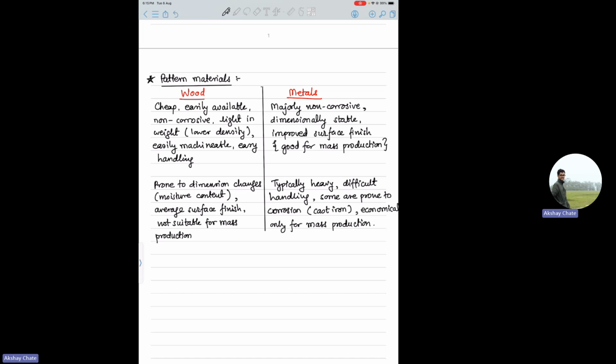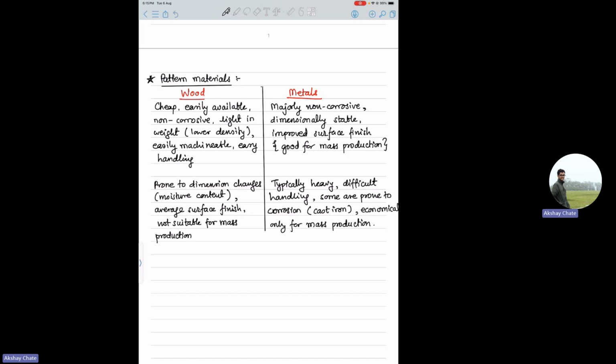Okay, so this is regarding your pattern making materials. And as I said earlier, there are some waxes, etc., and they are a small set of pattern materials, but they do exist, and there you can think of it on your own. They usually evaporate or sublimate when you pour the liquid metal. Investment casting is what typically they are used in.